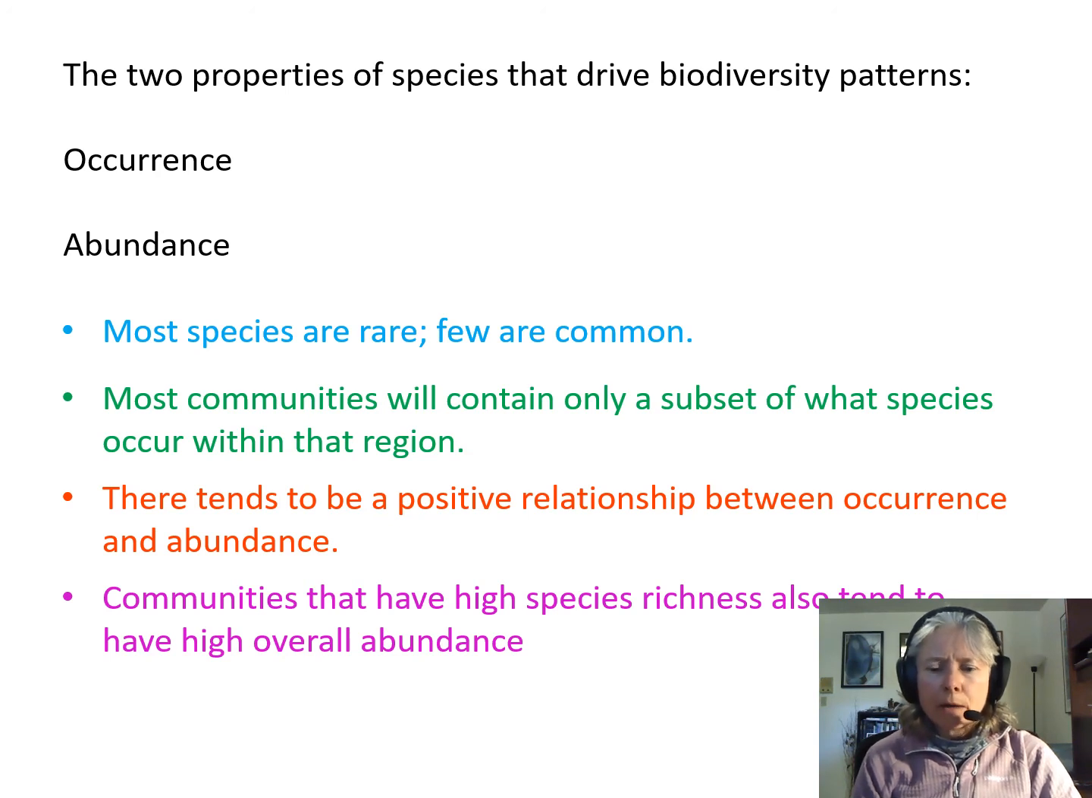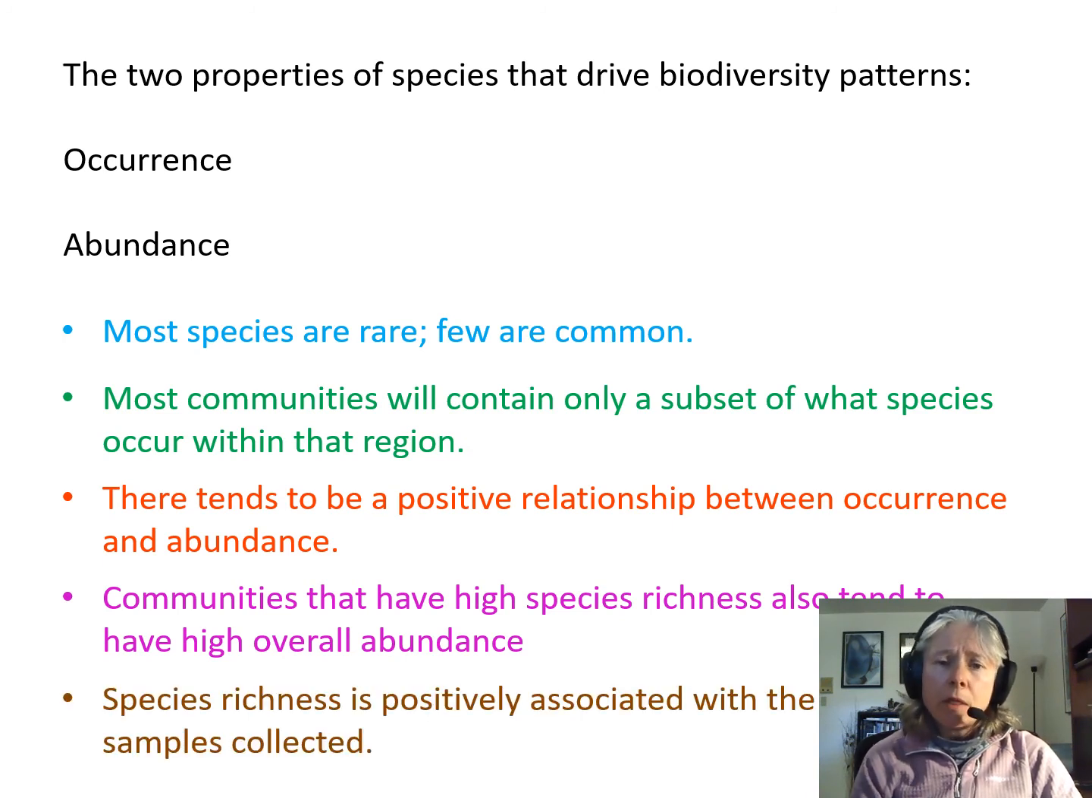But there are also patterns that exist in community data that are a function not of nature, but of sampling. And one of the best known ones is that species richness is positively associated with the number of samples collected. In other words, sampling effort. So today's lesson is going to explore these patterns.